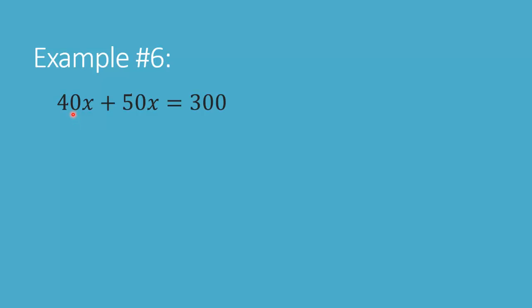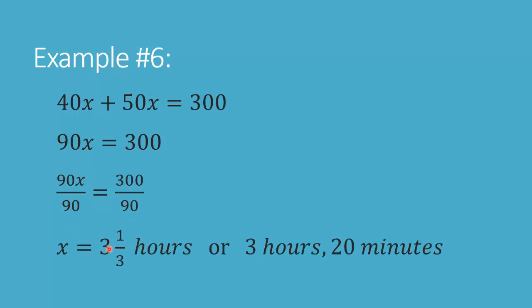So now step 1, we already know, is to simplify both sides. So 40 plus 50 is the 90x. So 90x equals 300. So now we can just skip all the way to, we want x all by itself. So we're just going to divide both sides by 90. And so the 90s cancel out. So we get x is 3 1/3 hours, or 3 hours 20 minutes. Both of these answers are correct.